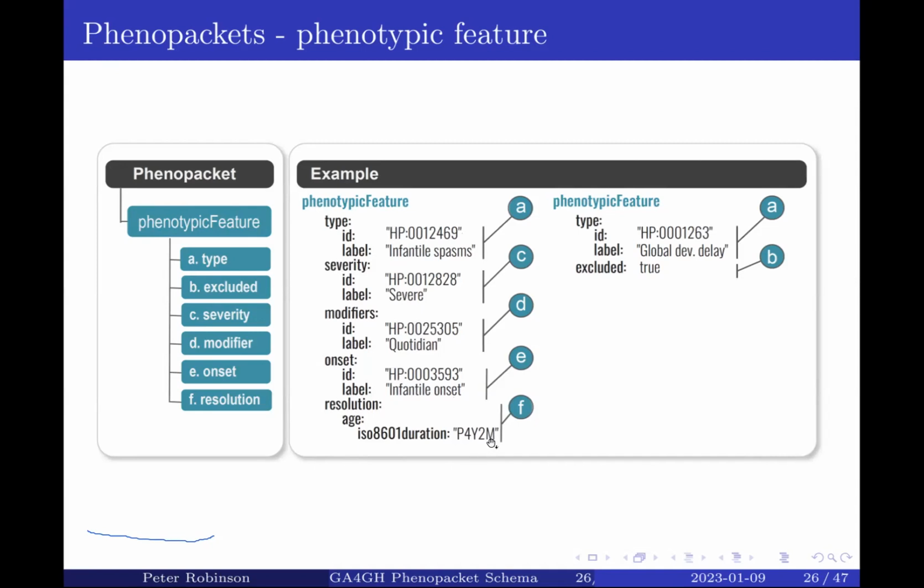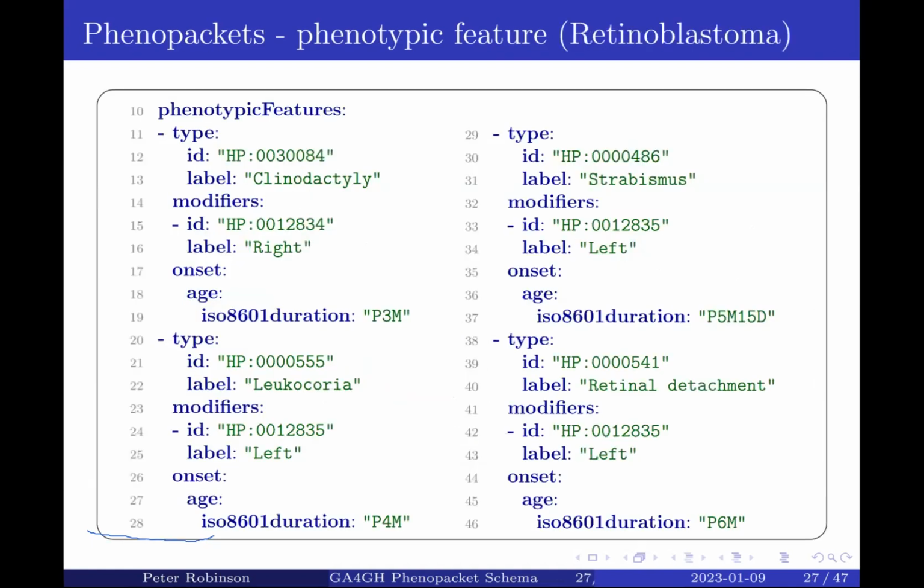So this is something you see not uncommonly. The same child was found not to have global developmental delay. So this was investigated but excluded clinically. This is how it would look in a computer file. And so a phenopacket will have a list of phenotypic features. These are the features that were found in our patient with retinoblastoma.